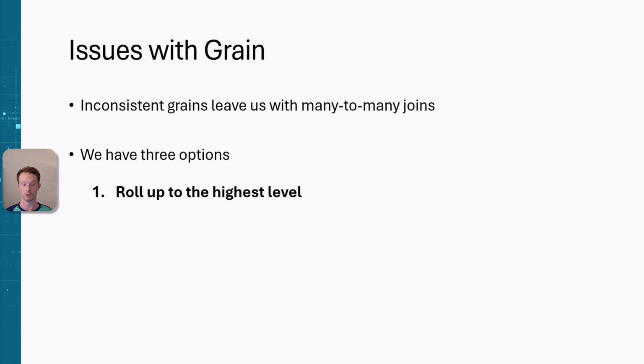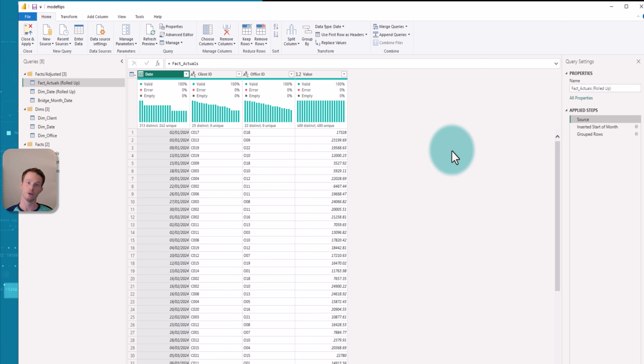One is going to roll up to the highest level. And what that means is that we take our lowest level granularity table, which in this case is the actuals, and roll it up to the same granularity as all the other facts. So let's go over and have a look what that means. In order to roll up, we need to take it from the lowest level of grain, which in this case is the actuals, and roll it up to the same level of grain as the budget. Now, we have this by day at the moment, and our budget's by month.